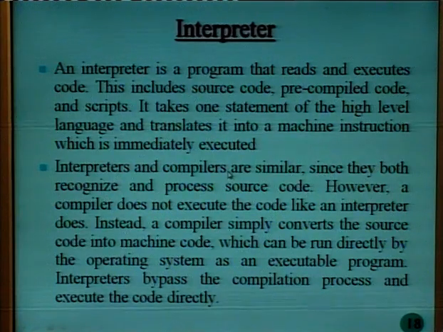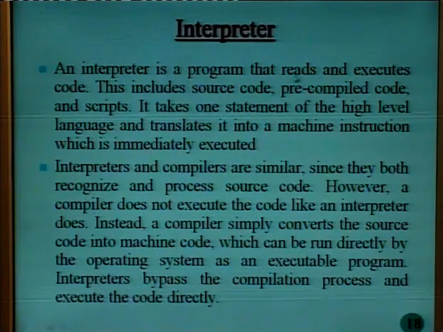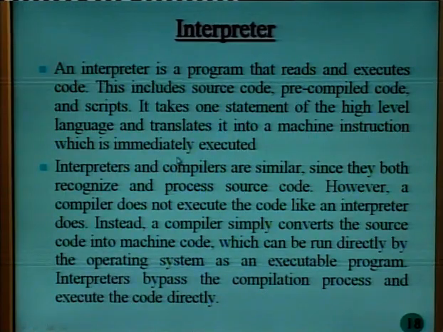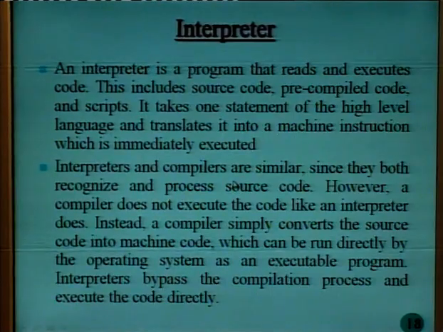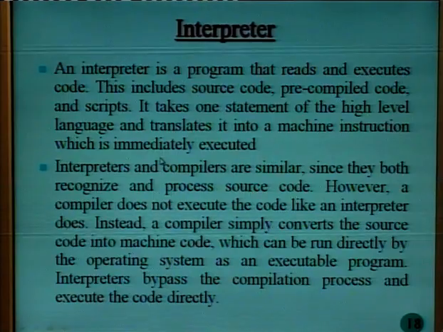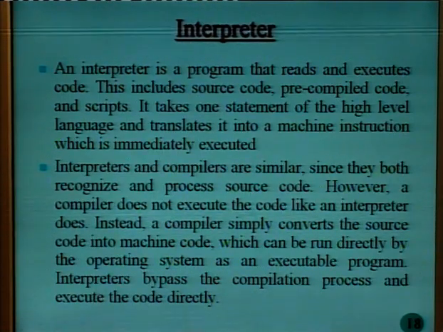Translation of high level languages is done like a compiler. So an interpreter is a program that reads and executes code. This includes source code, pre-compiled code and scripts. It takes one statement of a high level language and translates it into a machine instruction which is immediately executed. So an interpreter just translates code line by line, but a compiler translates the whole program at once.